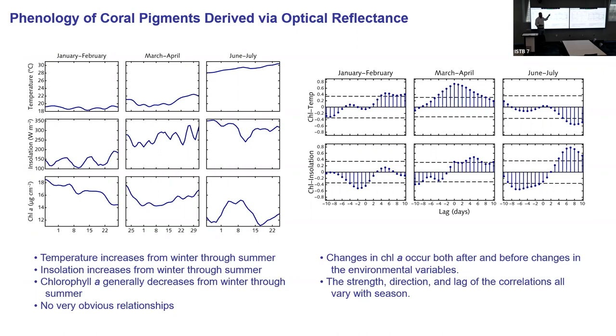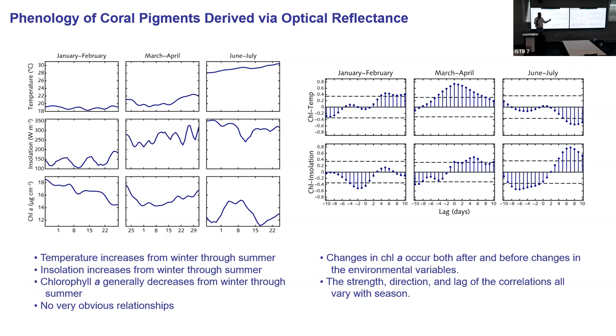These corals weren't bleaching. This is early summer before they were stressed, but something is switching in the corals, telling them, oh, now when temperature goes up, we've got to start losing chlorophyll. I don't know how that turns on. I don't know what the triggers are, what the genetics are, but it's there.